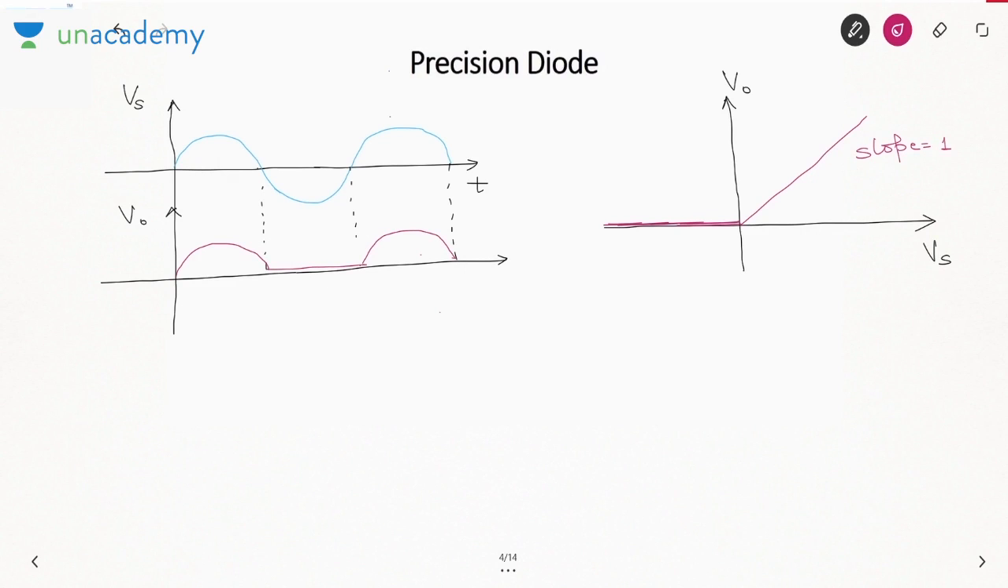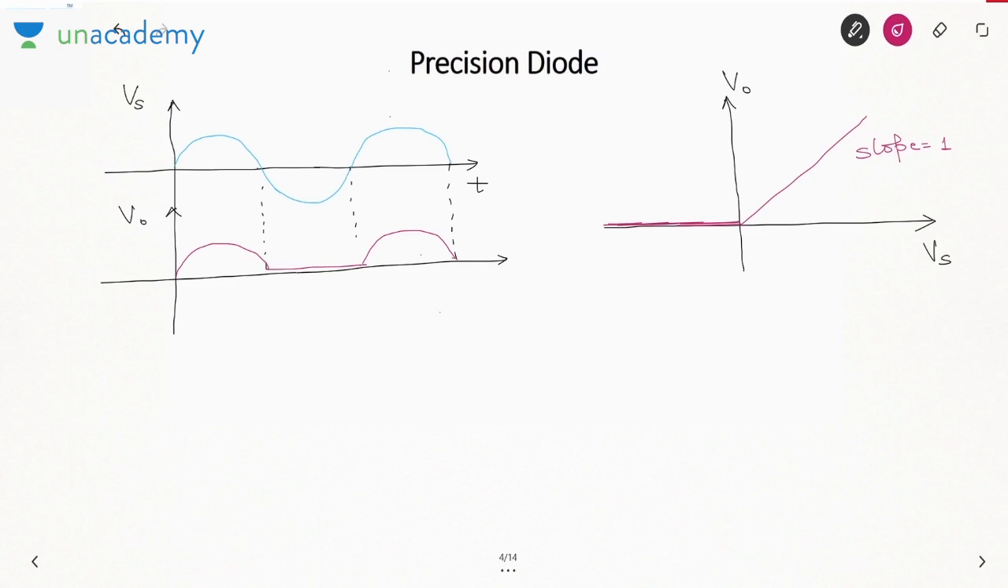So what is the advantage here? That with the help of an op-amp, we have realized an ideal diode, and in that case the cut-in voltage has become 0. That is, if you apply positive voltage, the diode will be on. If you apply negative voltage, the diode will be off. There is no criteria of knee voltage or cut-in voltage V gamma. So we have realized an ideal diode.